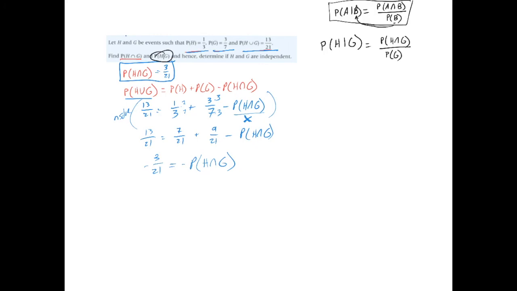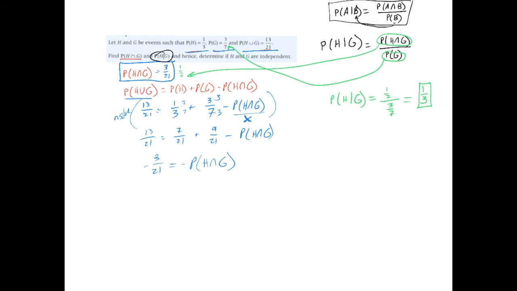Okay, so we actually have all the numbers that we need, right? We've got the probability of H and G, which we found right there, which is 3 over 21, or I guess 1 over 7 if we reduce it. And then we've got the probability of G, which is 3 over 7. And so we should be able to just put those together and say the probability of H given G is equal to 1 over 7 divided by P(G), which was 3 over 7. And when I do the math there, I end up getting 1 over 3. So the probability of H, given that G is true, is 1 over 3.